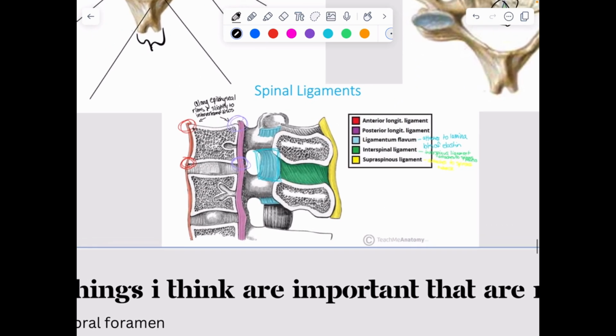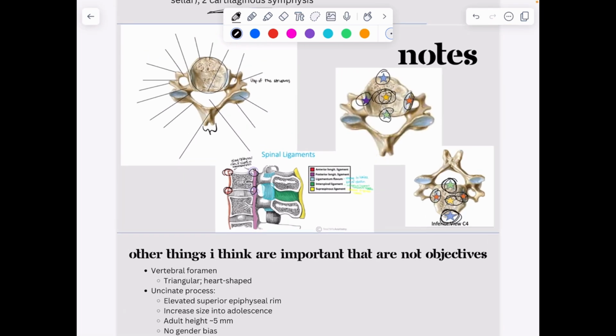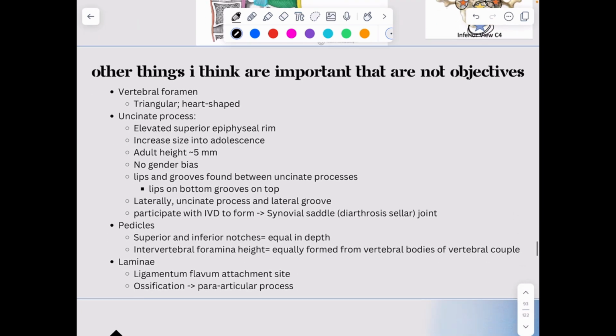Right here, I just put this here so you could see once again, remember that is where the ALL and the PLL attach. Other things that I think are important but aren't objectives that are just good to know. The vertebral foramen is triangular heart-shaped. I actually think we had a question on that, but it wasn't in the objectives, so I don't know.